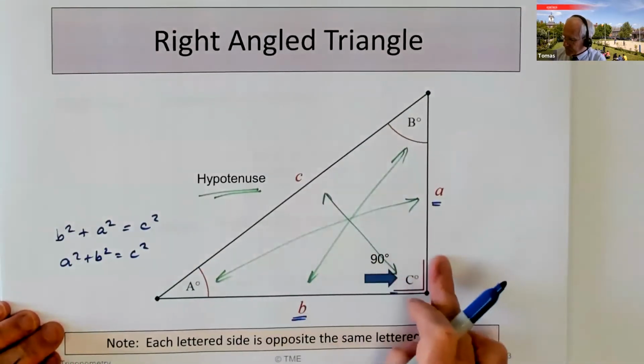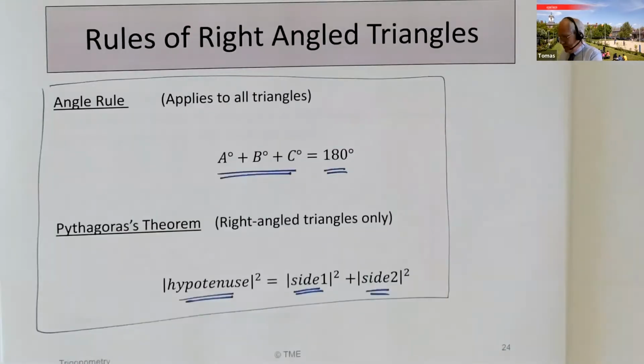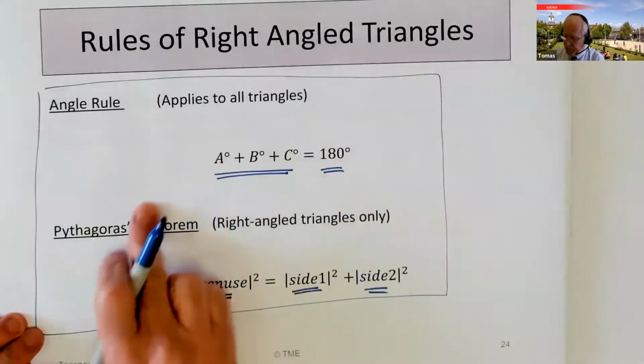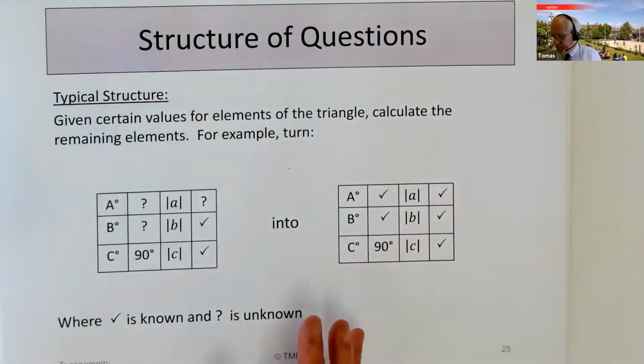But the two of these, the square of this, the square of that, add to the square of the one opposite the 90-degree angle, the hypotenuse. So they're the rules we're going to keep. We're going to keep that as our toolbox when we're answering these questions.